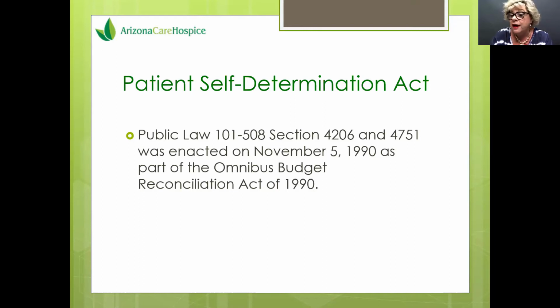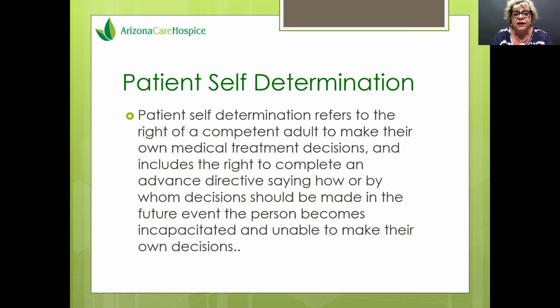So you must follow the law and respect the Reconciliation Act of 1990, the Self-Determination Act. It refers to the right of a competent adult to make their own medical decisions, and includes the right to complete an advance directive saying how or who you want to make those decisions in the event that you become incapacitated. So there's actual law, the Patient Self-Determination Act, that most attorneys that do elder law will talk about when they're working with you to do some sort of advance directive.